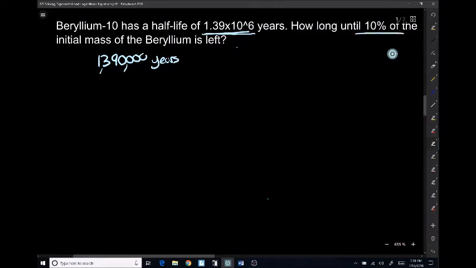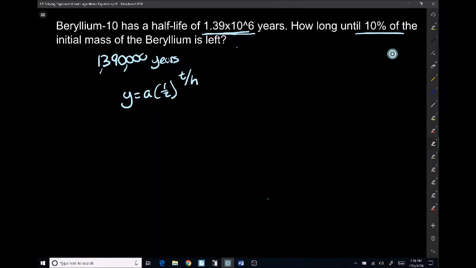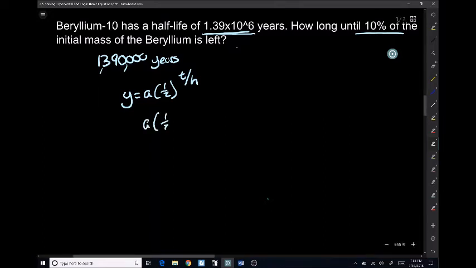It says how long until 10% of the initial mass of the beryllium is left. Well, we've been dealing with this equation for half-lives. Y is your ending amount, A is your starting amount. This is the half for half of the amount that remains, time divided by half-life. So we want to know how long until 10% of the initial amount remains. We don't know what the initial amount is, so we can still just call that A. The nice thing is we know that we want 1/10 of A left over. The question of time means our variable is t, but we know the half-life is this real big number.